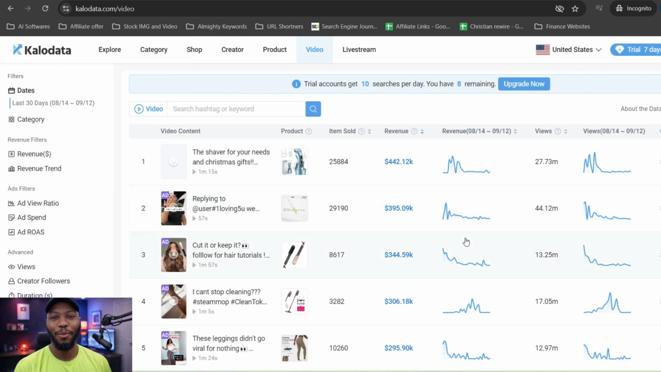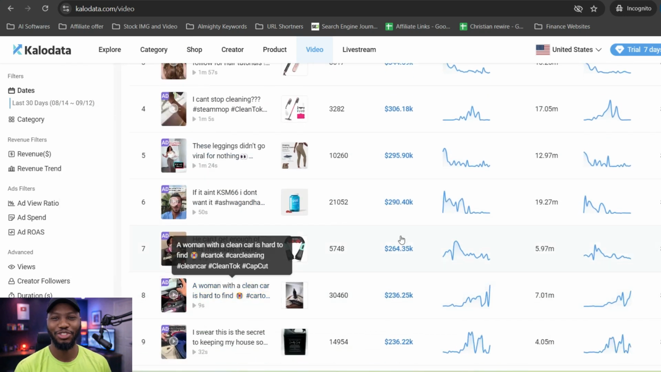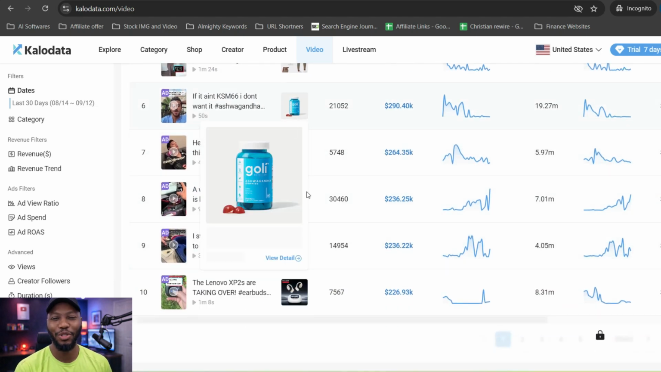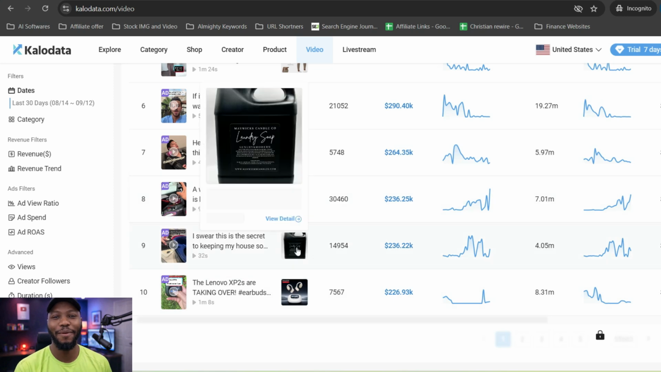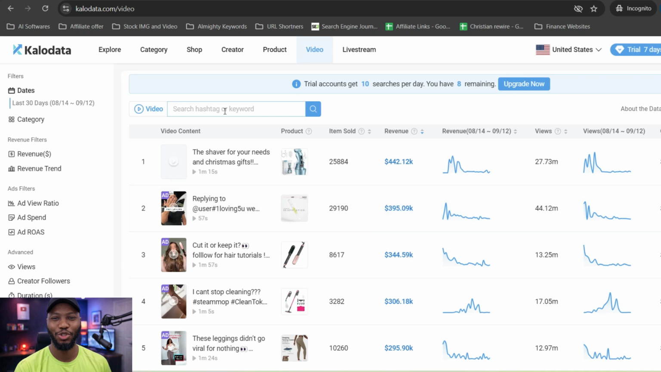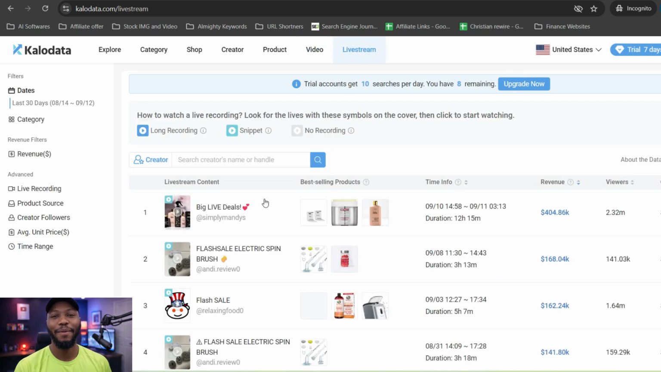The third signal is ad competition. If a product already has hundreds or thousands of active ads running, it means the ad space is extremely competitive. That drives up your ad costs and makes it harder to stay profitable. But when you find products with strong demand and relatively fewer ads running, that's where smart sellers move quickly.